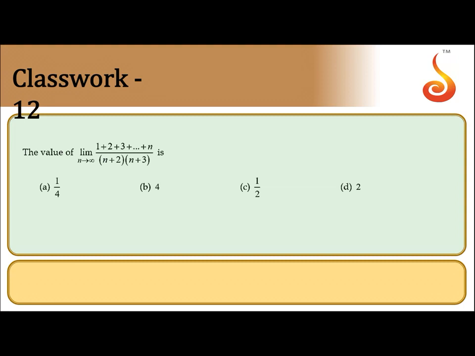Coming to the 12th one. Here, the numerator is the sum of the first n natural numbers, sigma n, divided by n plus 2 into n plus 3, as n tends to infinity. Keep in mind one formula: sigma n to the power of p divided by n to the power of p plus 1. Then the answer for this is 1 divided by p plus 1 as n tends to infinity.